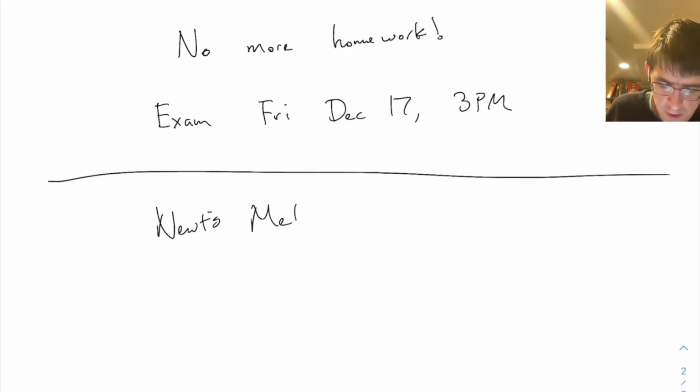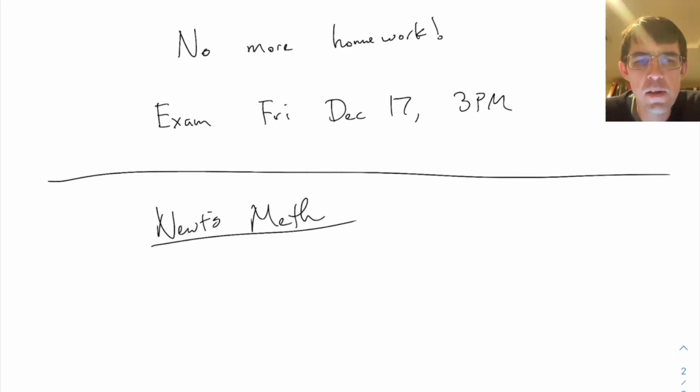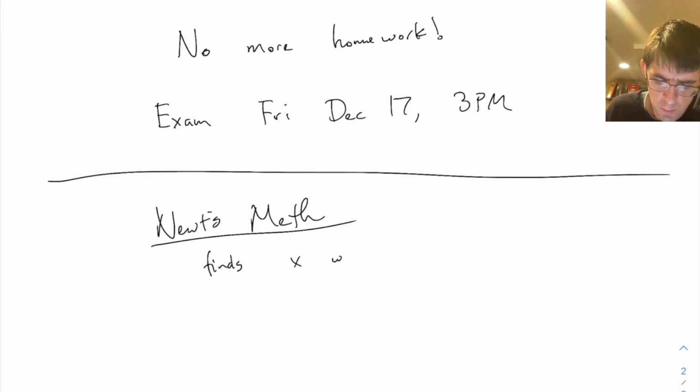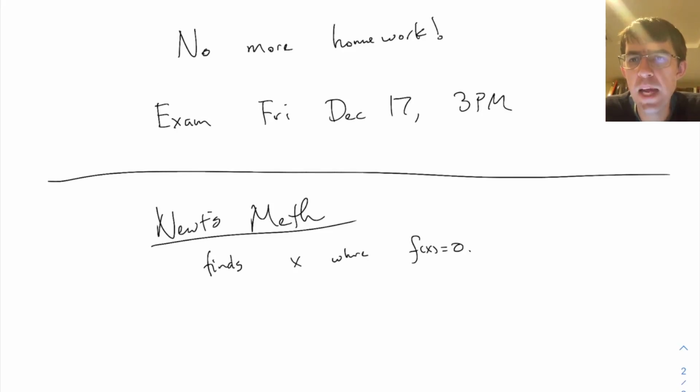Newton's method. To find the f of x, the point of Newton's method is it finds values x where f of x equals 0. So if I ask you to estimate a certain number, the typical question is estimate the square root of 10 or something like that. You have to invent a function for which that number makes it equal to 0.